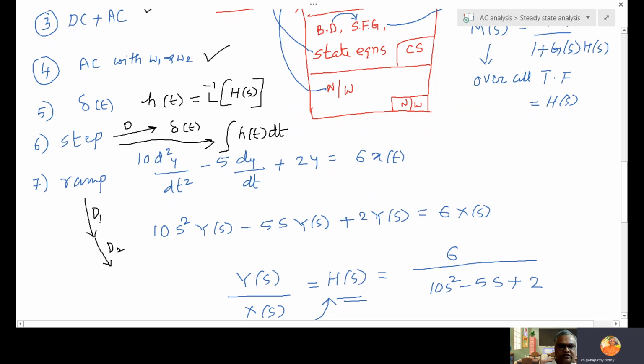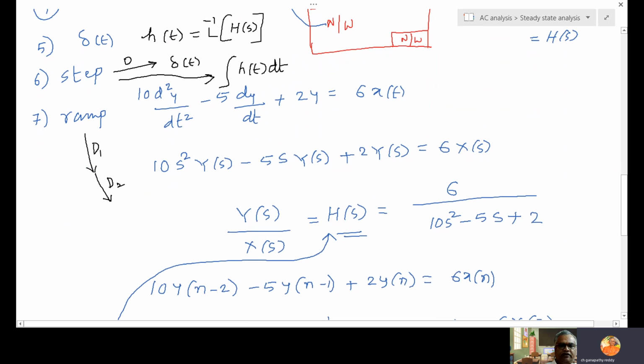Derivative of ramp is a step. Derivative of step is an impulse. How many times are we differentiating? Two times. Therefore, ramp response is nothing but double integration of h of t. Why integrate two times? Because we are differentiating two times, so integrate two times. So double integration of h of t is nothing but a ramp response.